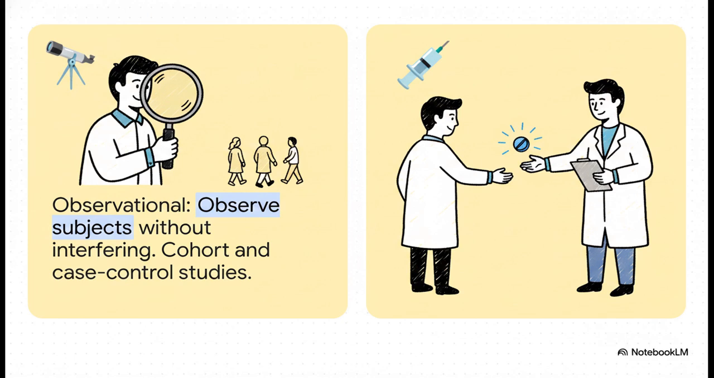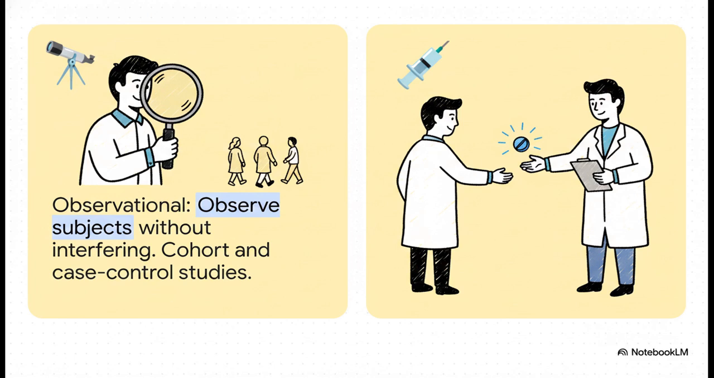First, a cohort study, which follows a group of people over time to track their health outcomes. Second, a case control study, which compares people who already have a specific condition to people who don't. A classic observational example would be tracking smoking habits and their link to lung cancer over a couple of decades.